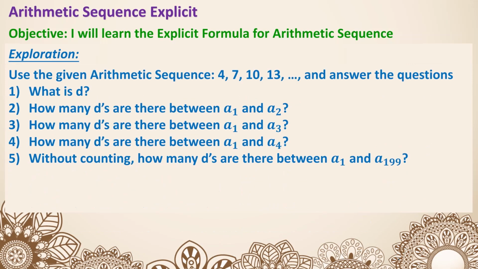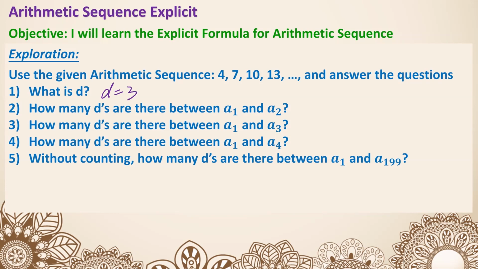So a bit of an exploration. Please pause here and try to answer these few questions. Hopefully you have tried. Let's have a look. So here's the sequence. The d, which is the common difference, is the number in between them. So in order to get from 4 to 7 or 7 to 10, 10 to 13, you're going to need to add 3. So d is 3.